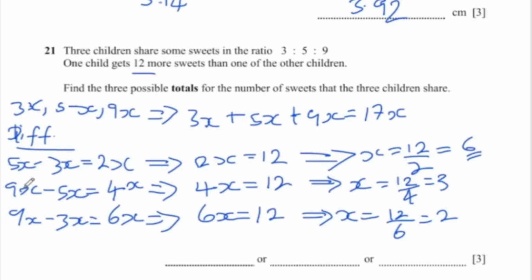Okay, now in the second instance, where the third child gets 12 more sweets than the second child, that is 9x minus 5x, which gives us 4x. So 4x equals 12, giving us x equals 3.